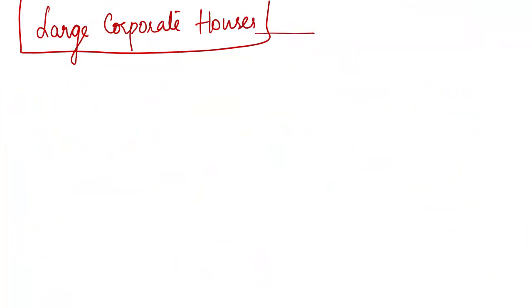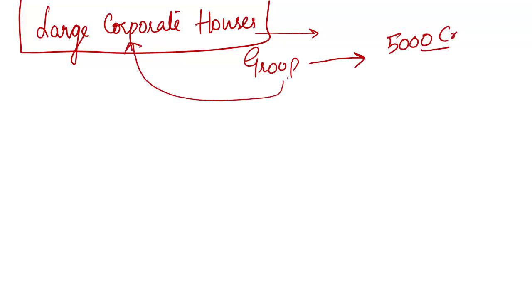And which are these large corporate houses? Basically a group, and if this group has total assets of more than 5,000 crores, then this group is a large corporate house. This group cannot apply for a private bank license in India.